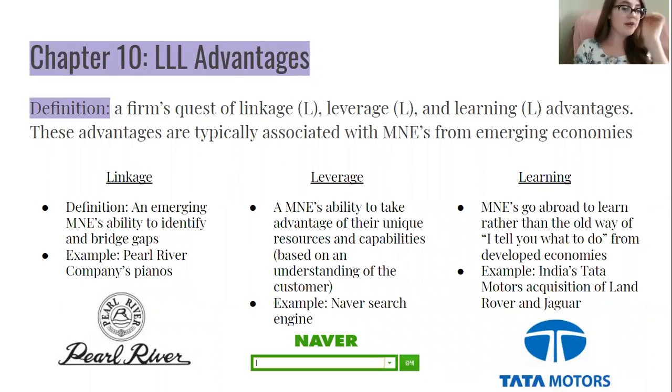Next. So our second concept comes from chapter 10, something called LLL advantages, which, because of the widespread use of emerging multinationals, is starting to rival the OLI advantages. Specifically, it is designed as a firm's quest for linkage, leverage, and learning advantages. And as I just mentioned, these advantages are typically associated with MNEs from emerging economies.